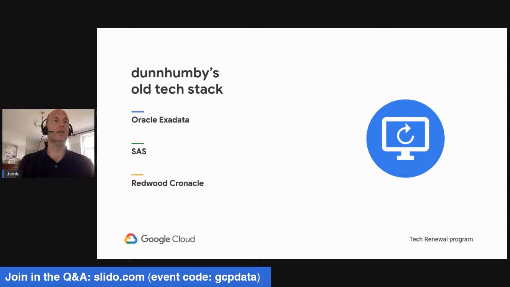And in all our work in that time, we've been using what might now be considered a bit of an old tech stack. So we ran on Oracle Exadata. We used SAS for data processing, and we used a tool called Redwood Chronicle for scheduling and workflow management. These are all packaged products. They come with a big price tag, and they're all proprietary as well. So that's the tech stack that we used to run upon.